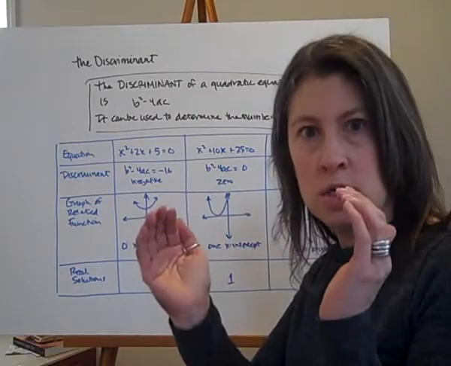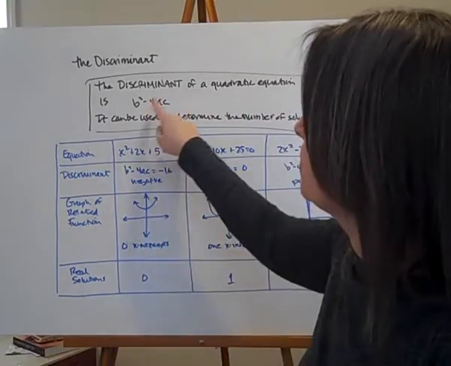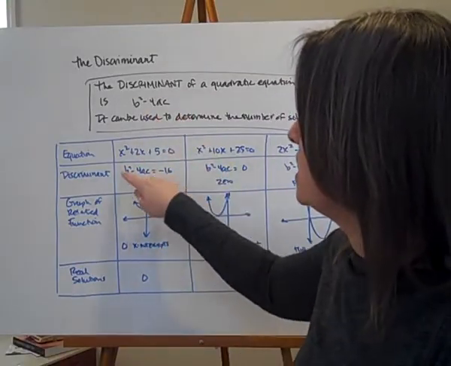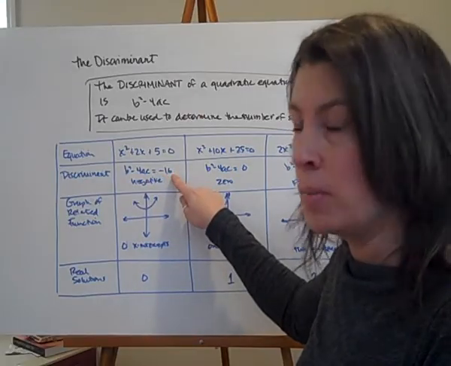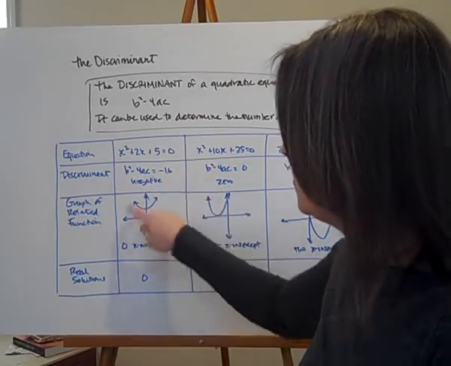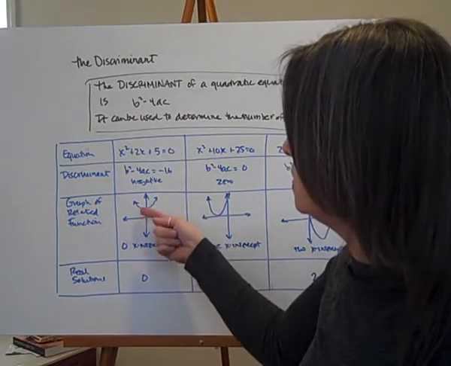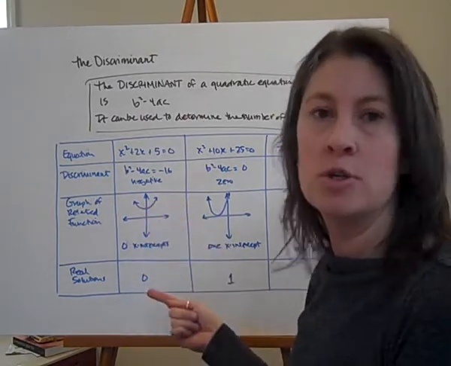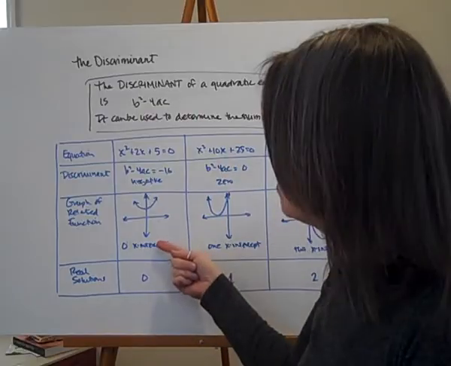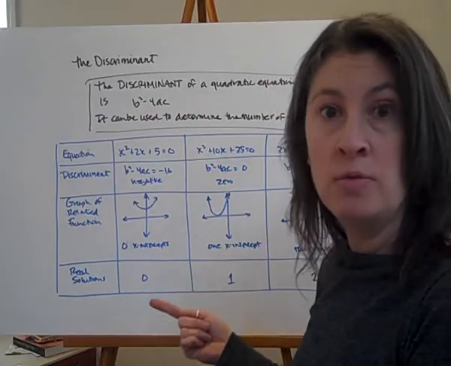radical sign. It's just what's underneath the square root symbol there, that b squared minus 4ac. So in this case, I would end up with a negative number here. If I actually graph that, I would end up with a graph where the parabola does not actually touch the x-axis, so I have 0 x-intercepts. So I don't have any real solutions.